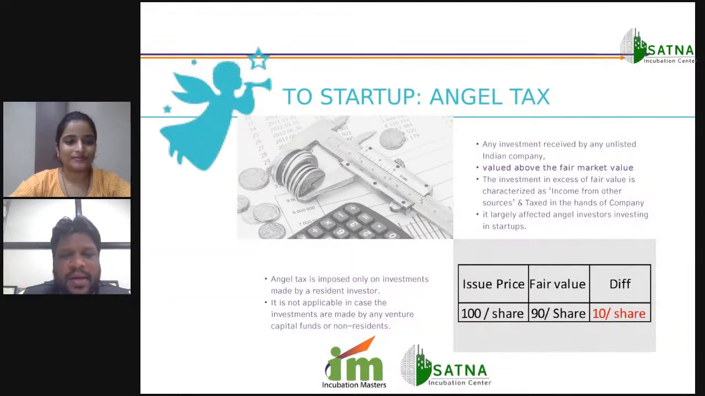So this is angel tax. If any investment was received by any unlisted Indian company, and it is valued above the fair market value, the difference between that base price and the market value will be taxed. And some exemption, some waiver will be there for the startup. If you are registered under startup, the difference between the base value and fair market value will not be taxed.